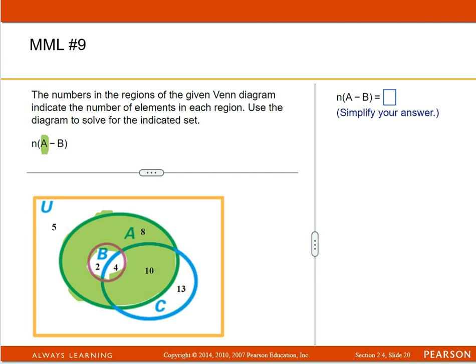So all I have to do is add up the 8 and the 10, because that's all that's left. So circle A, remove the B, you're just left with 10 and 8, which is 18. All right, next.